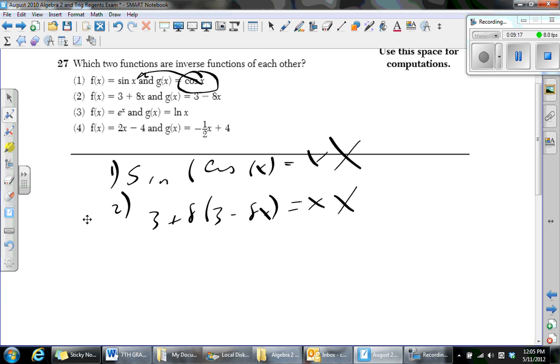Choice 3. We have e to the ln of x. Now e is an exponential. ln means natural log. These are inverses of each other, so our power rule states that x comes in front, and that is true. So choice 3 is the answer.